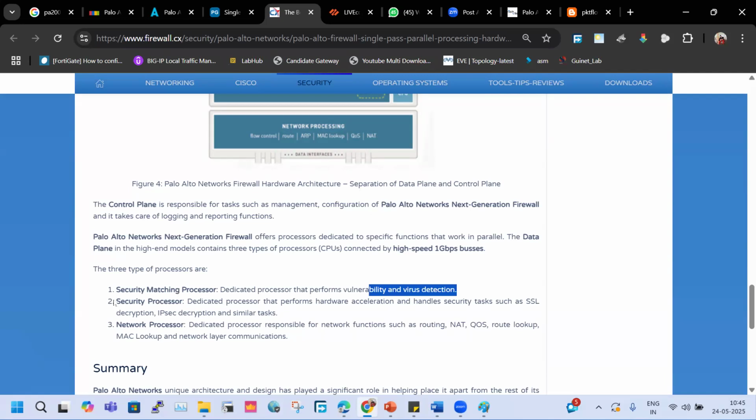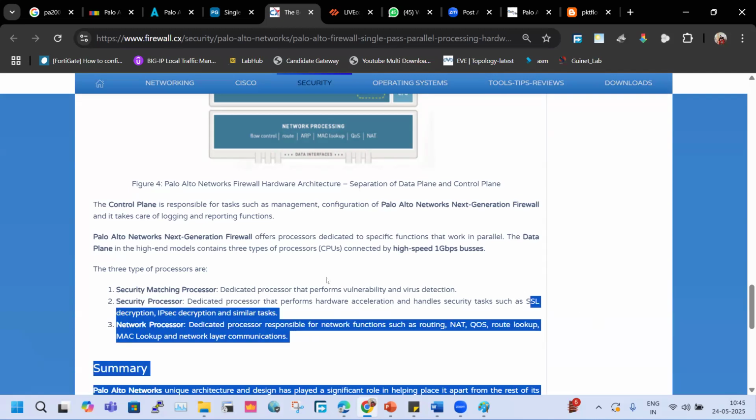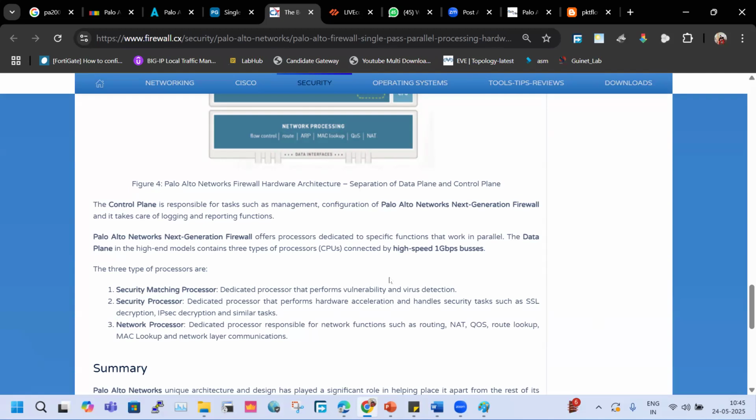Then our second processor is the security processor. This processor does the SSL decryption, right? We will see in our next modules that we have dedicated modules for SSL decryption, IPsec, all those things. So here the firewall performs the SSL decryption. It checks the IPsec by decrypting the IPsec traffic, and all similar tasks are performed here in the security processor, right?